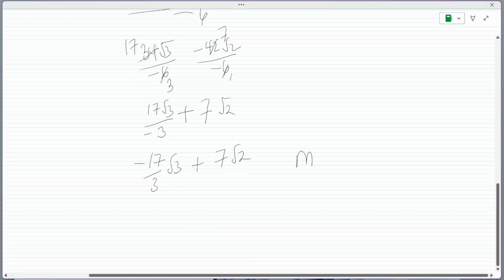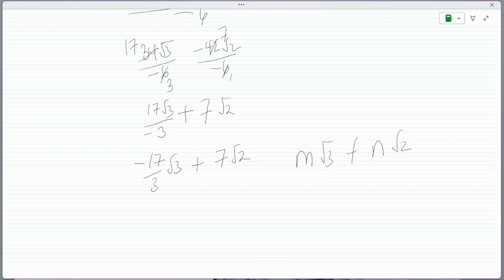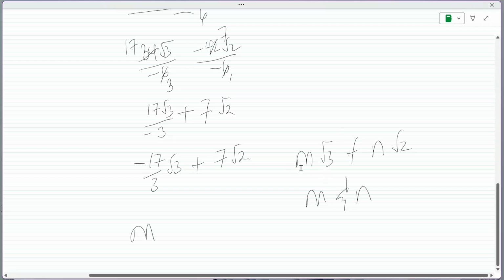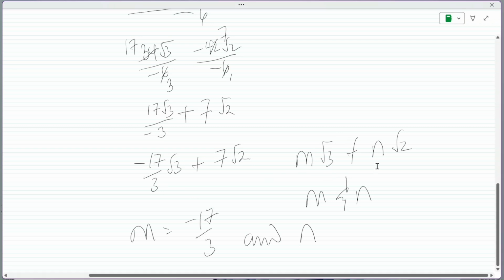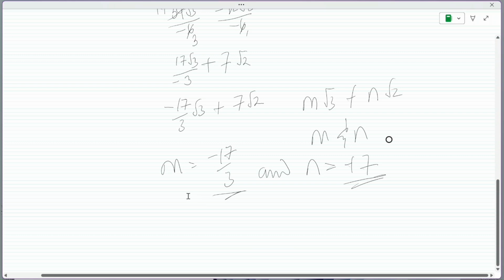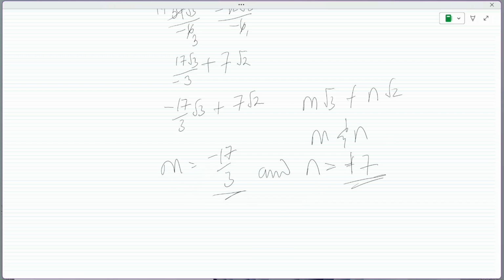And equating to m root 3 plus n root 2, we've been asked to find our m and n. Our m, the one with the root 3, m is the value in front, which is minus 17 over 3, and the n, which is the whole number or the rational whole number in front of root 2, in this case is plus 7. These are our answers. That's m is minus 17 over 3 and n is plus 7, or we can say n is 7.